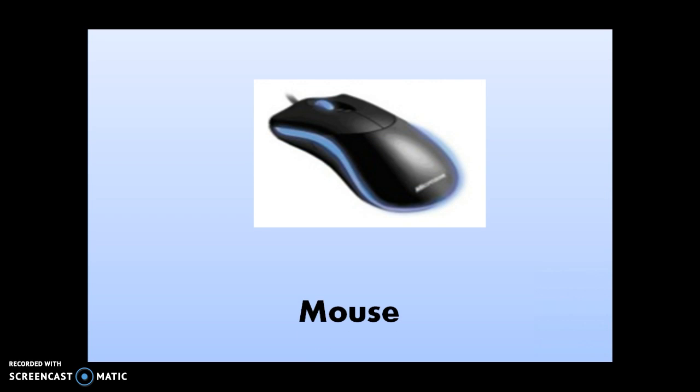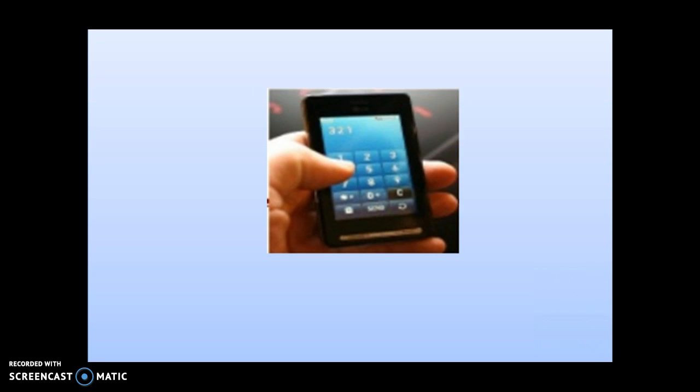We also have the mouse. The mouse is the common pointing device used in PCs. Every mouse has two buttons and most have one or two scroll wheels.